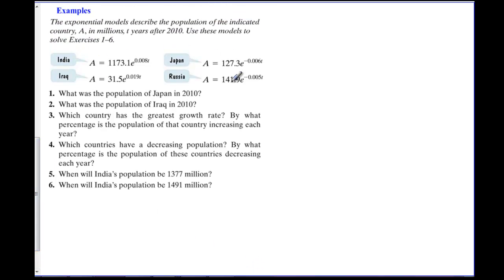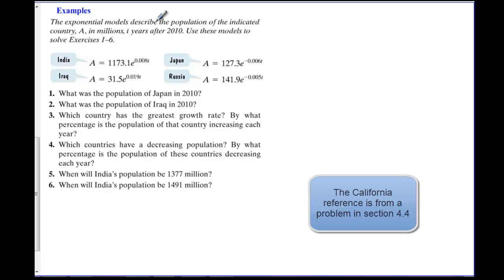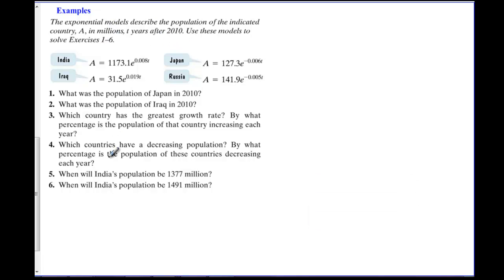All right, so here we have the exponential models that are showing the population for these 4 countries. A is in millions, just like we did for California, and t is the number of years after 2010. So we're going to go through and answer some of these questions really quickly. What was the population of Japan in 2010? That one we can kind of cheat on because we already worked it out. So the population of Japan in 2010 was how many million people?